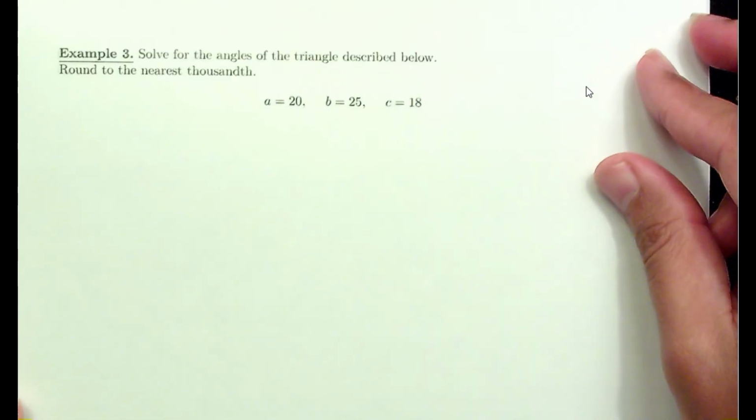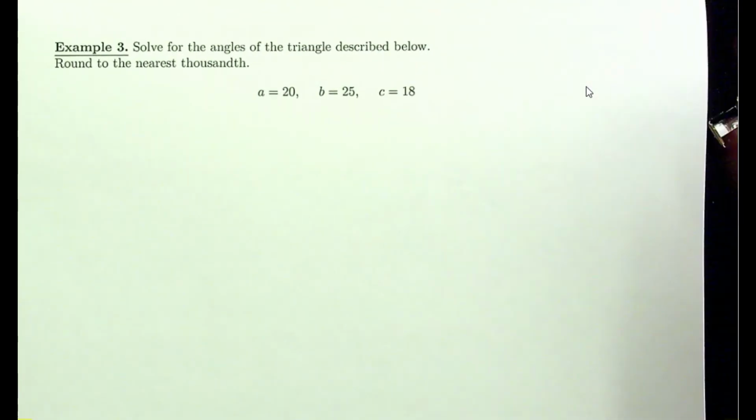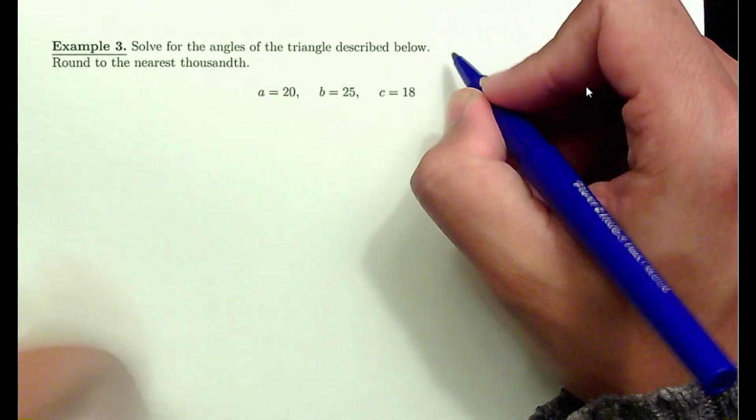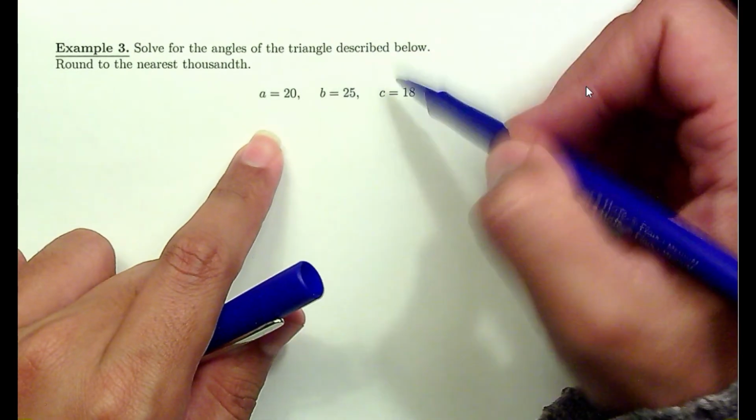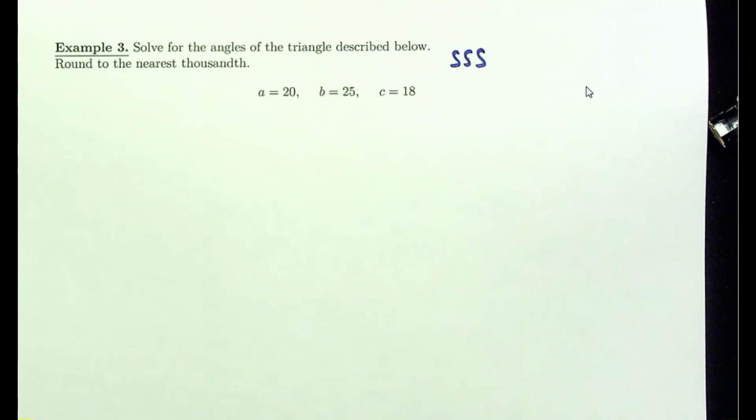And here's the third promised example. This is a situation where we have all three sides. They give us little a, little b, and little c. So this is the S side, side case. If you didn't try example number 2, I really recommend that you pause the video now and try this one on your own.